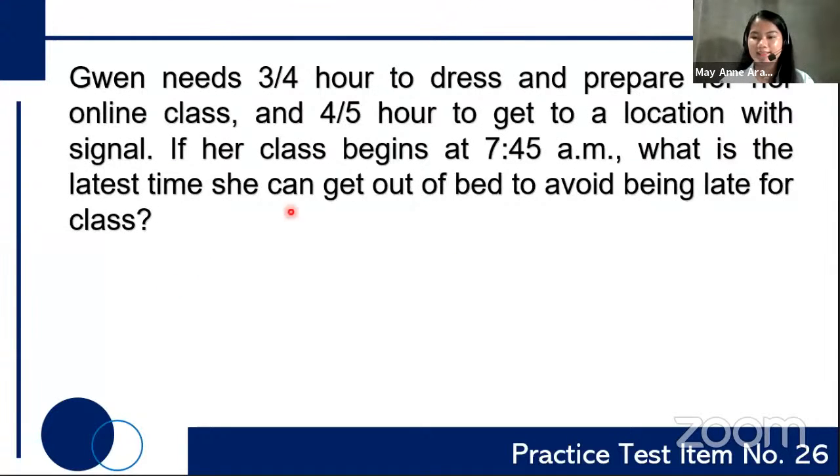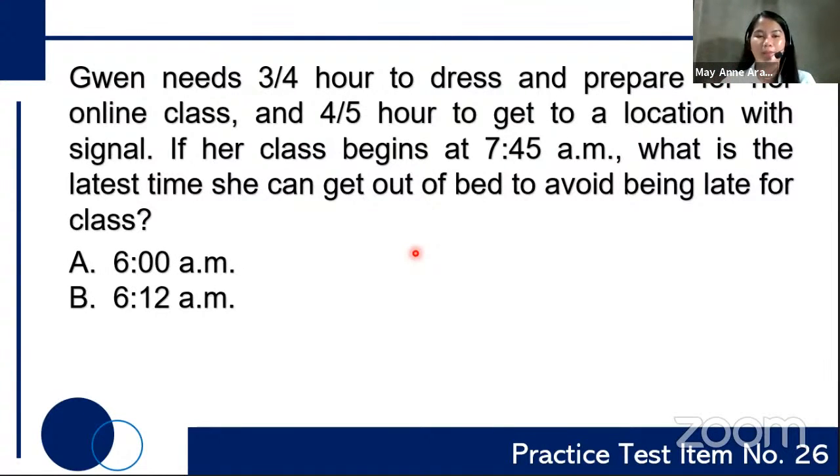Okay, next question. Gwen needs 3/4 hour to dress and prepare for her online class and 4/5 hour to get to a location with signal. If her class begins at 7:45 a.m., what is the latest time she can get out of bed to avoid being late for class? These are the options: A 6 a.m., B 6:12 a.m., C 6:15 a.m., and last 6:22 a.m.